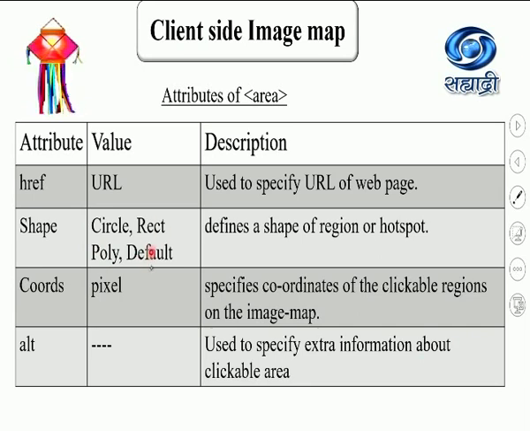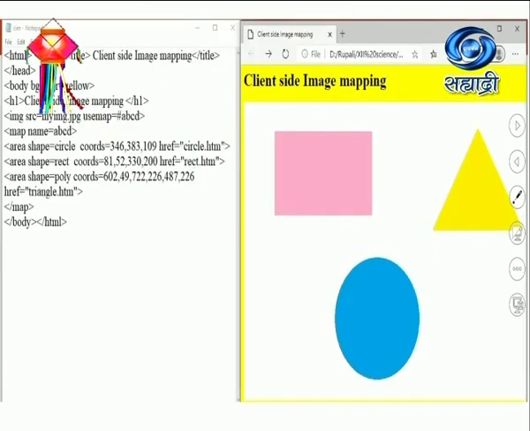The rest of the area which does not have a hotspot can be given a hyperlink by using the default keyword. Students, the coords attribute is used to specify the shape, what size this shape should be. Here that can be specified in pixels. The alt attribute will specify extra information about the clickable area.